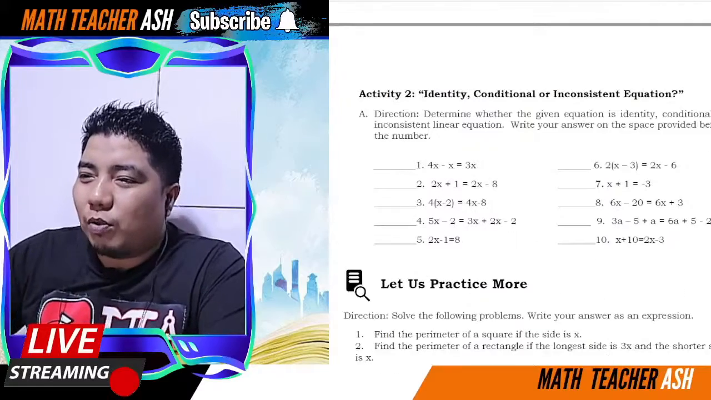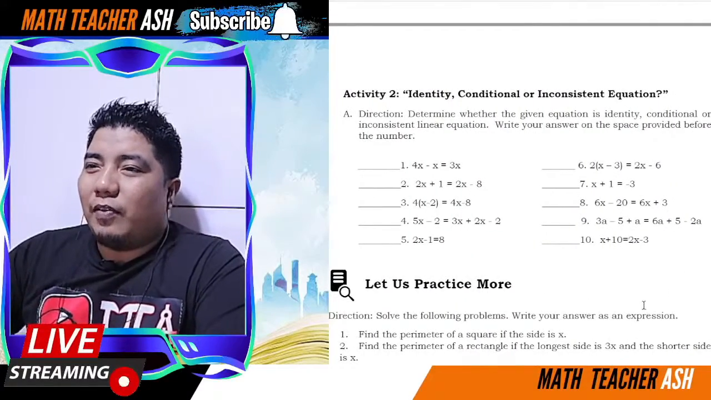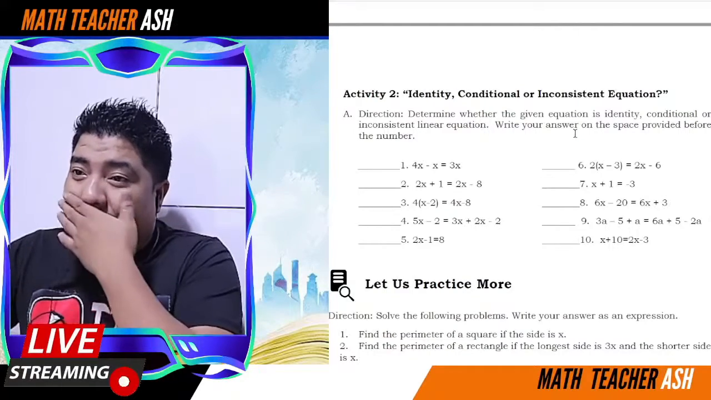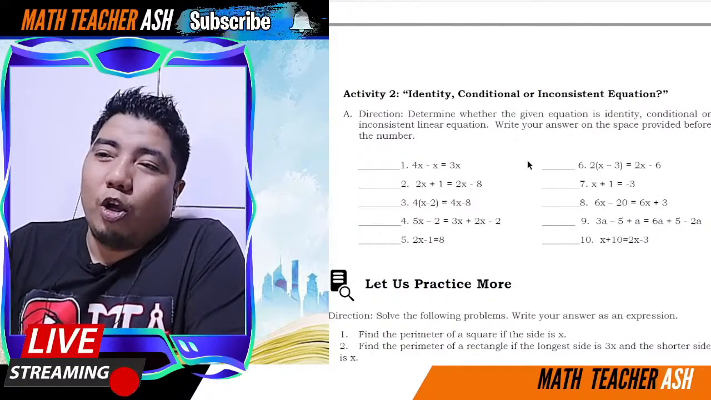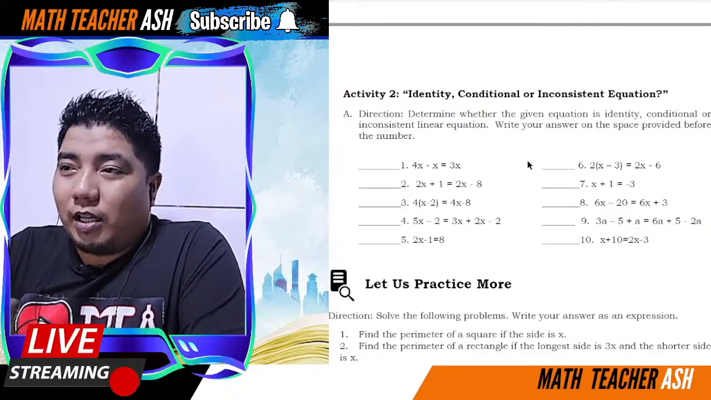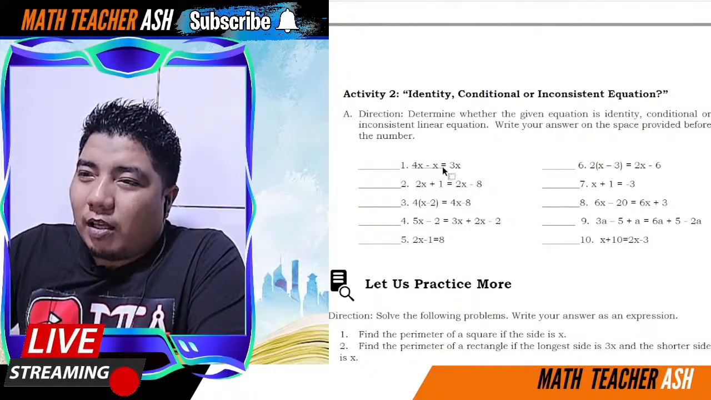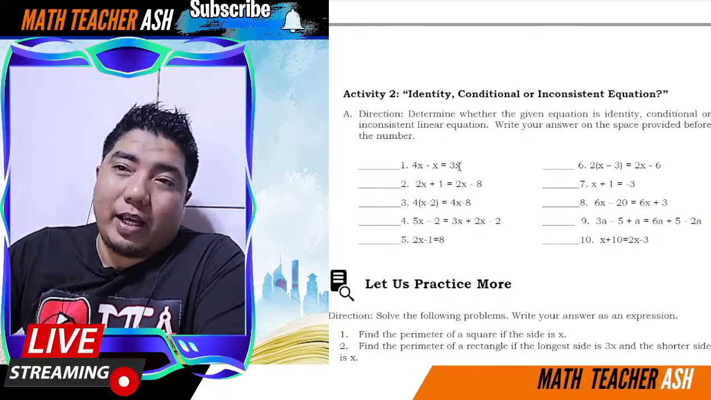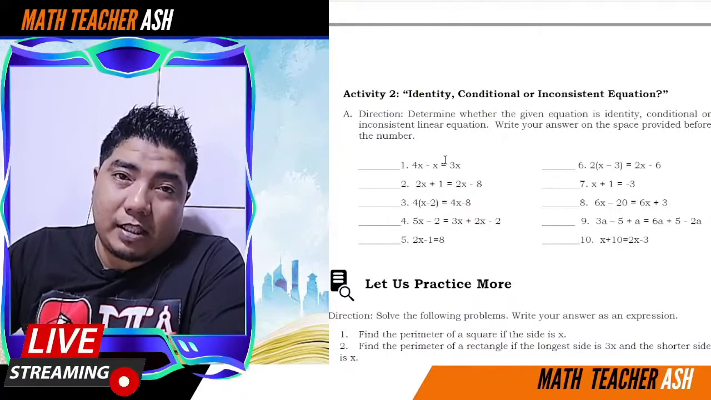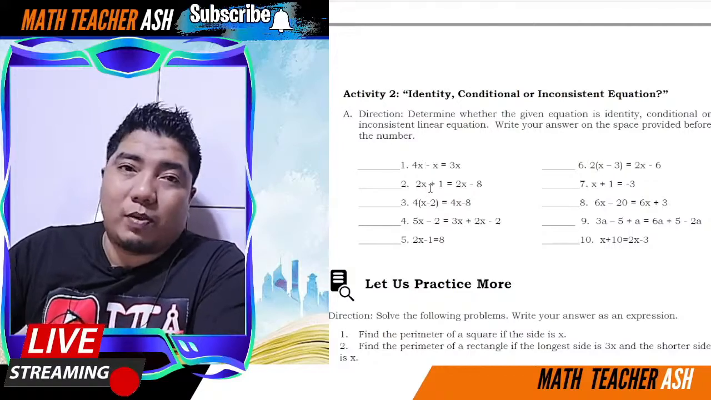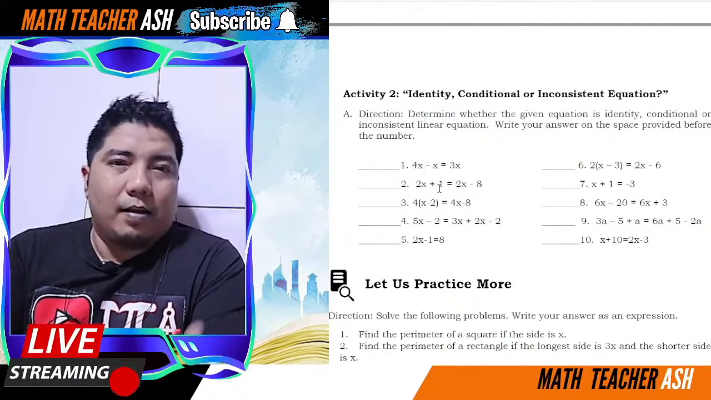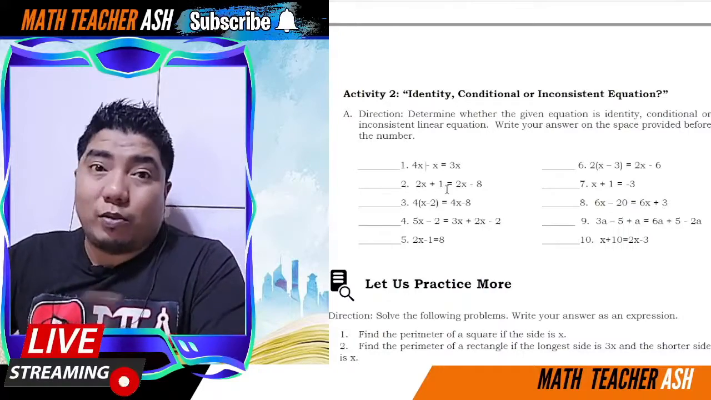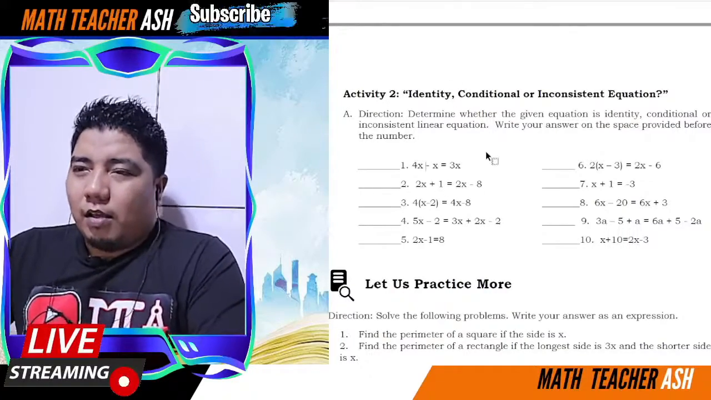Okay, now let's go to activity 2. Identify or identity, conditional, or inconsistent equation. So, sasabihin lang natin kung ito ba ay identity or inconsistent. Okay, so, check this one. Number 1. Okay, so, 4x minus x is equal to 3x. So, 4x minus x, pag isi-simplify natin, 3x yun. So, 3x equals 3x. Tabla, parehong may variable sa left and sa right, tapos equal sila. So, that is an identity equation.